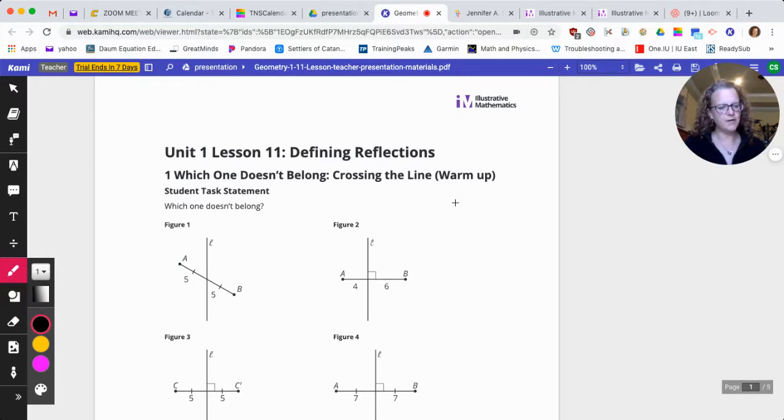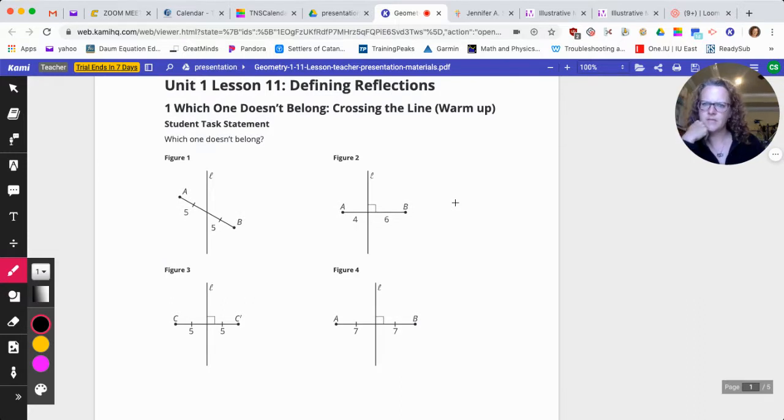Here we're going to compare 4 figures. It gives us a reason to use language precisely. In geometry, it's really important to use language precisely. So let's look at these 4 figures. Which one doesn't belong? I think it's figure 1 because it's the only one where the line and the segment are not perpendicular.